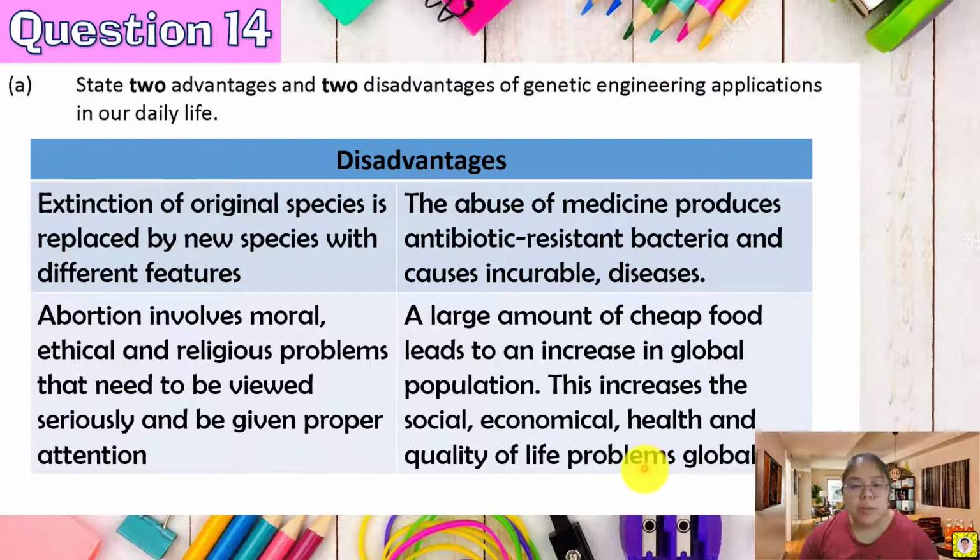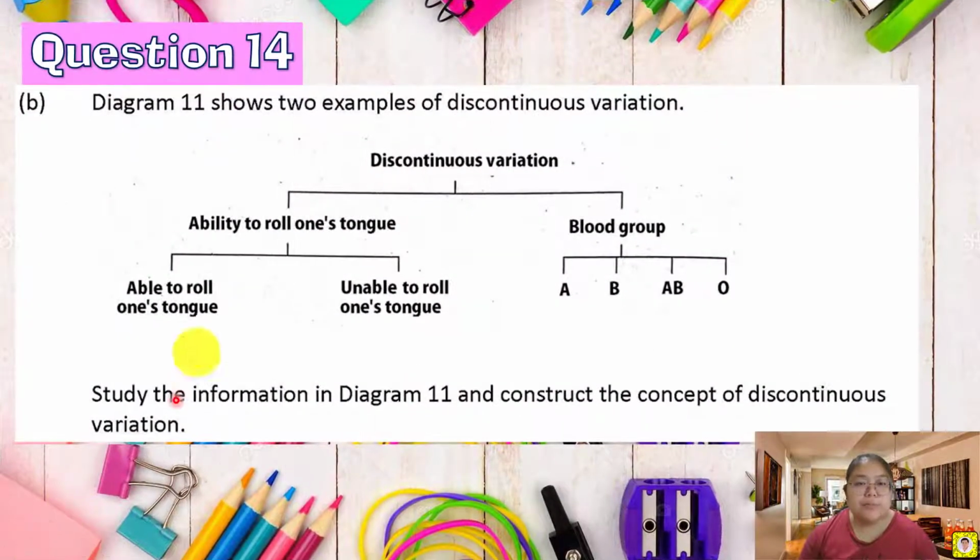So you just copy either two of the advantages and also two disadvantages. So you can get a 4 marks for the question A. Okay, then we continue. Okay, from the question B, they show about the example for discontinuous variation. Okay, the one is the ability to roll the tongue, another one is a blood group. Okay, so from here, they say you need to study about the concept of the discontinuous variation. Okay, let's check the question.